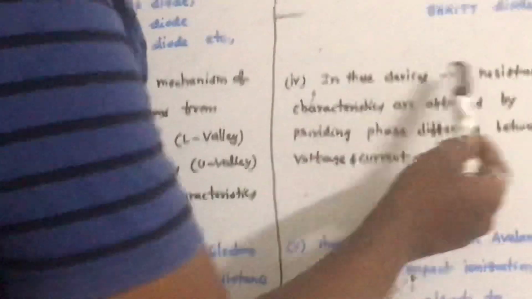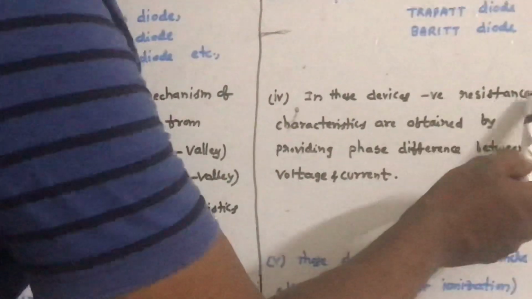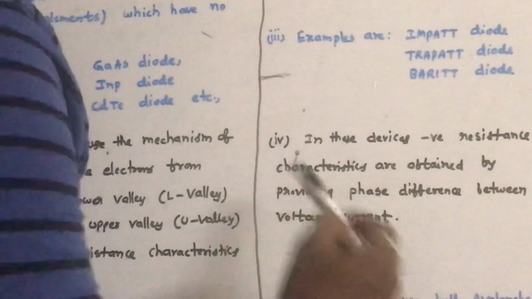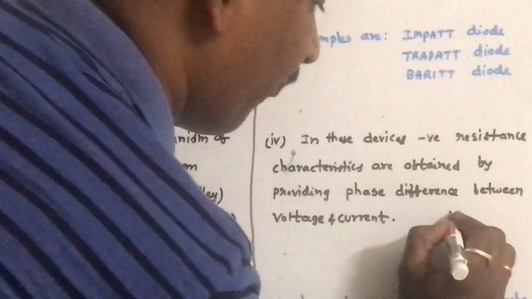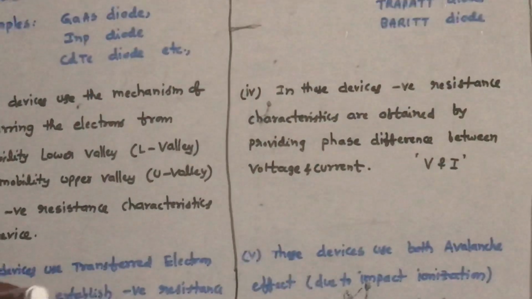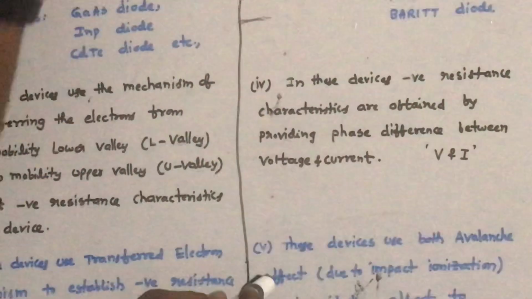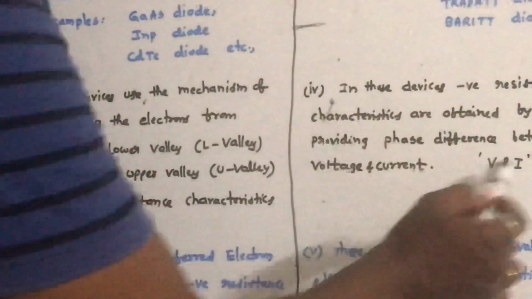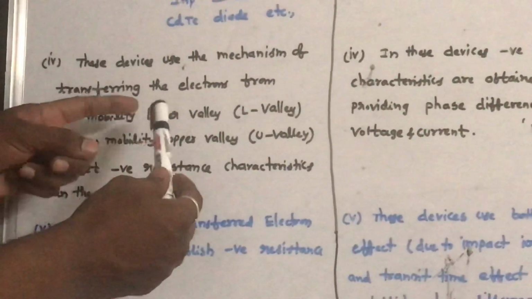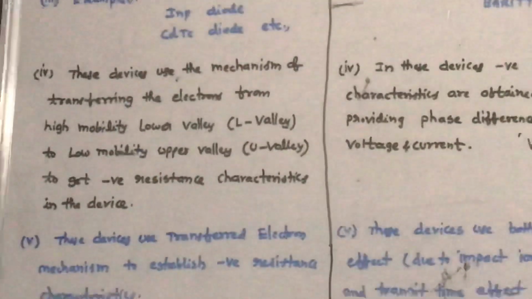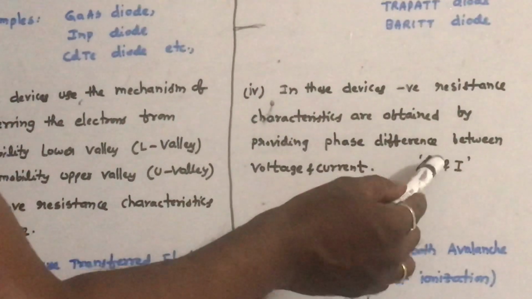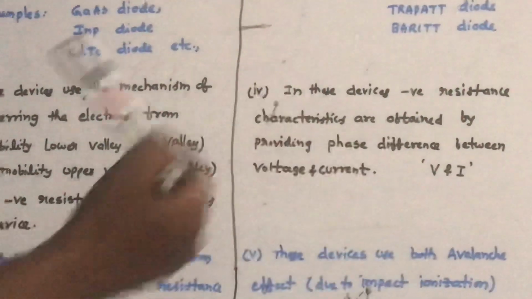Now let us see what mechanism is employed in the other devices. In these devices, negative resistance characteristics are obtained by providing a phase difference between voltage and current. So by establishing the phase difference between voltage and current, we can achieve the negative resistance characteristics in the device. See, this is the fundamental difference between these two devices. In one, the transferring of electrons from lower valley to upper valley is used, whereas in the other, the mechanism is used to establish the phase difference between voltage and current.